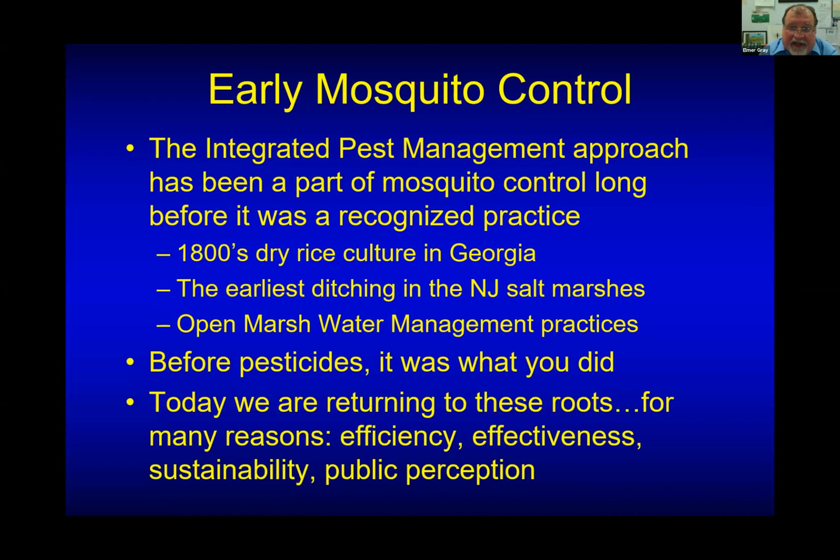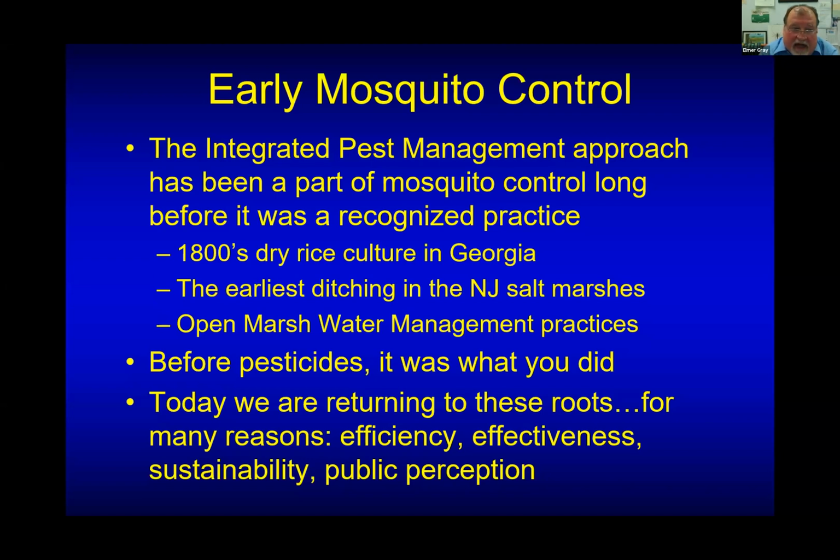The earliest ditching of the New Jersey salt marshes and the open marsh water management practices that take place today are other good examples of an integrated pest management approach. I grew up on the salt marshes of New Jersey and Ocean County, very familiar with this area and the ditching of the marshes and the effectiveness of the salt marsh mosquito and floodwater abatement there. Before pesticides, this is the way they did mosquito control.